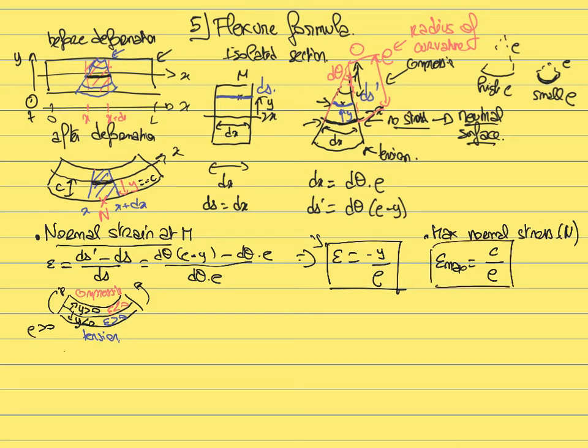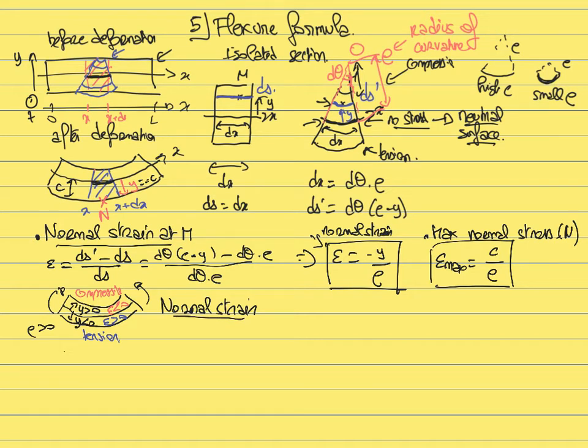So based on this, if you combine the normal strain at every point M with the maximum normal strain, you can re-express the normal strain. You can come up with a new expression for the normal strain simply by dividing those two relationships with each other.